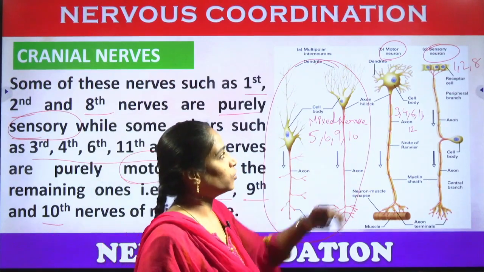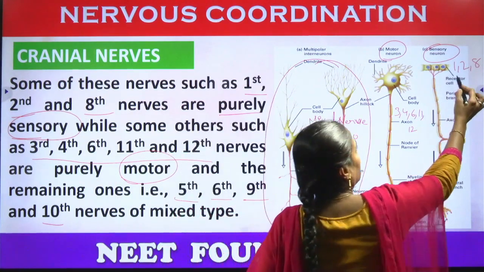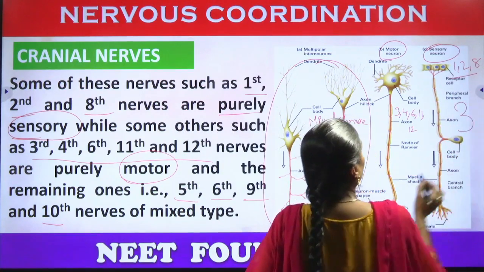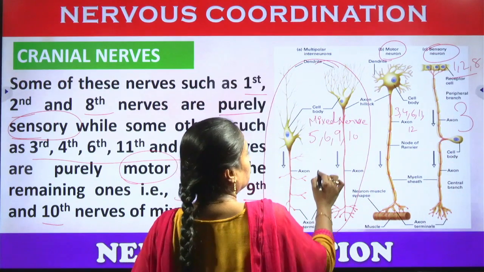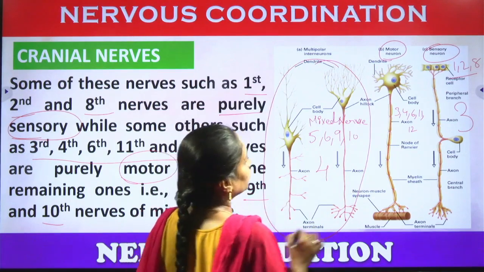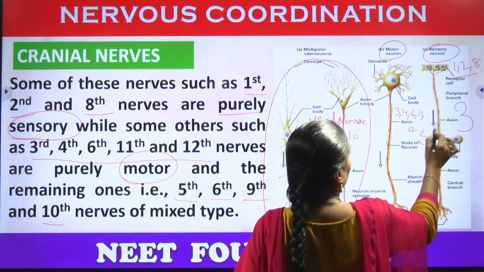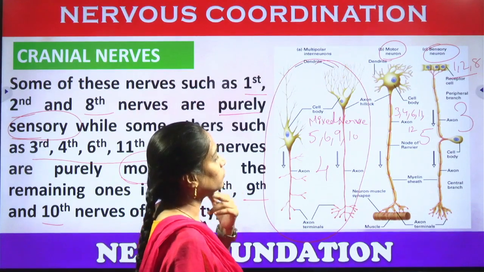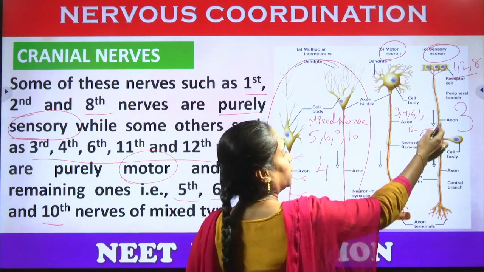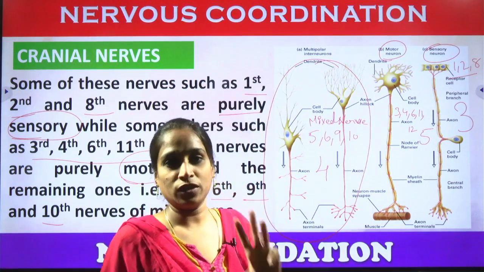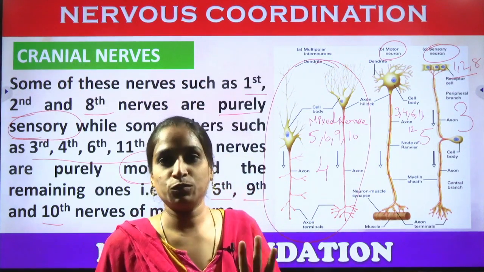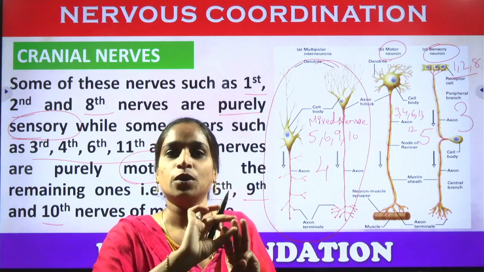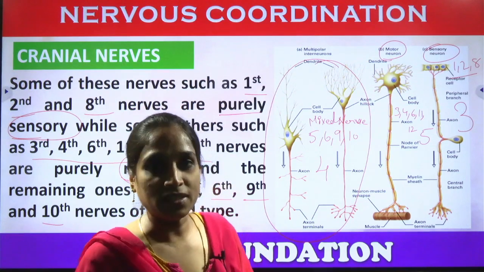So in total count, how many are they? Sensory nerves are 3, motor nerves are 5 and mixed nerves are 4. Yes, 4 plus 5 is 9, 9 plus 3 is 12. In total, 12 pairs of nerves are of different types: the sensory nerves, motor nerves and the mixed nerves.